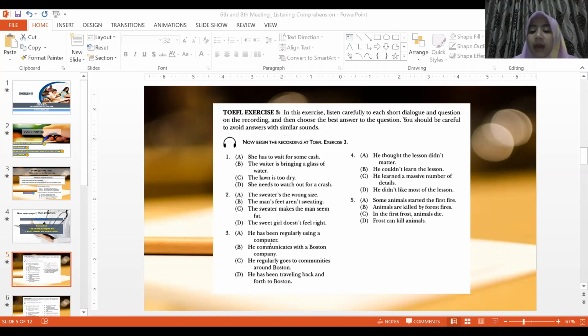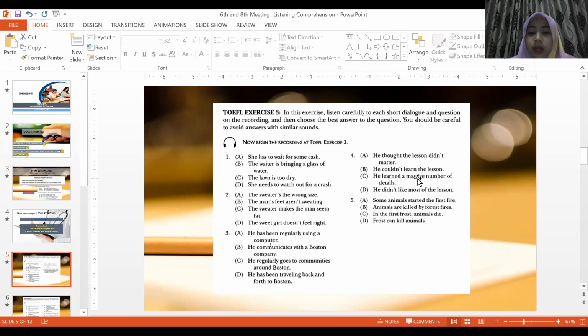Okay, he wasn't able to master the lesson ya. Ya, jadi dia tidak bisa menguasai pelajaran tersebut gitu ya. So which one is the answer? Is it A? He thought the lesson didn't matter. Nah, ini ya. Mirip-mirip bunyinya master and matter ini berbeda ya. Kalau ini dia pikir pelajarannya tidak penting ya, itu sama sekali salah.